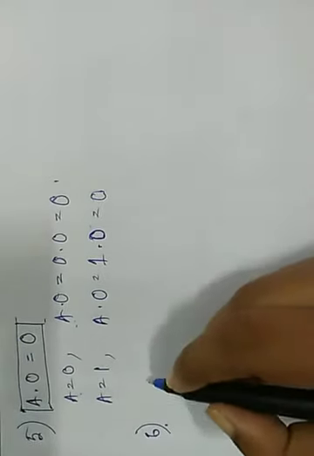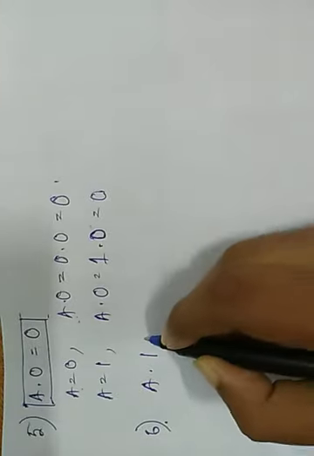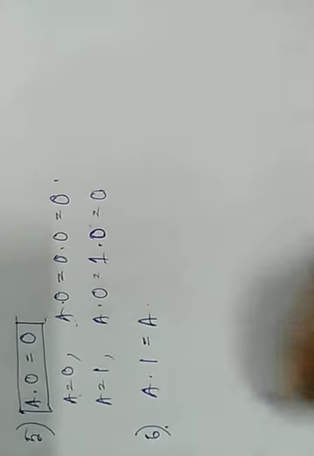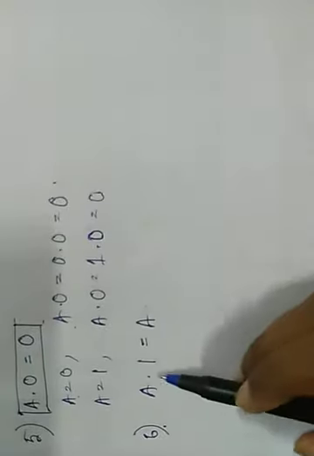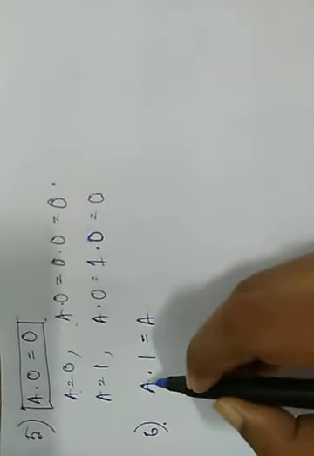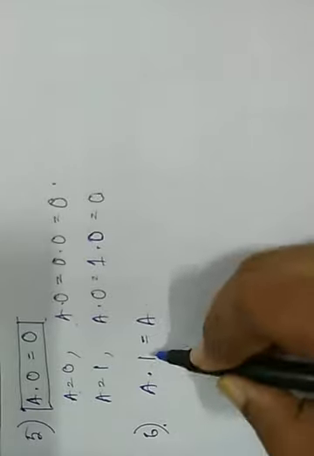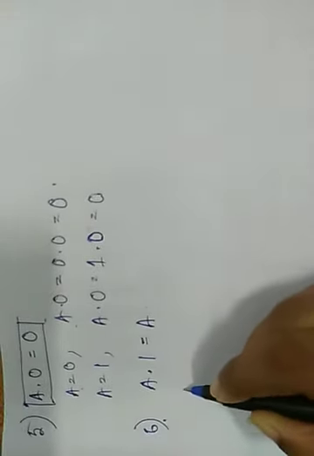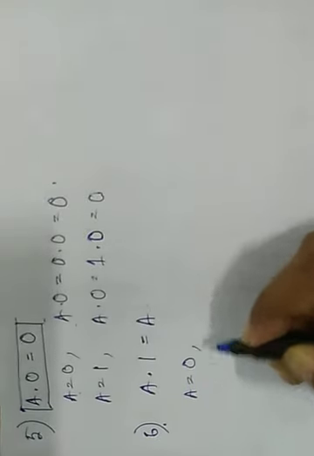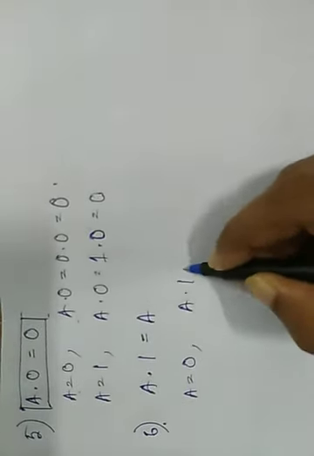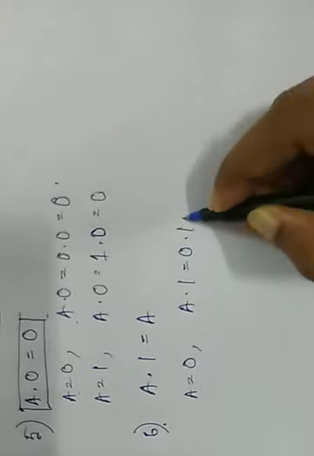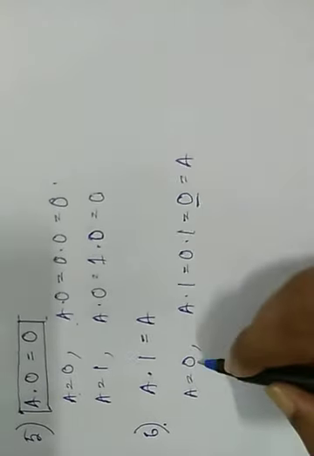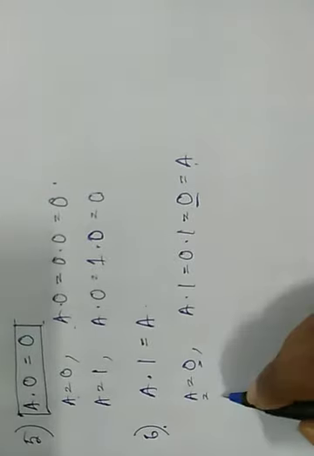Okay. Now our next identity is a dot 1 equals a. A plus 1 equals 1, but a dot 1 equals a. So a dot 1 equals a means, let us take two values. When a is 0, a dot 1 means 0 dot 1 equals 0. Obviously 0, so equals a.